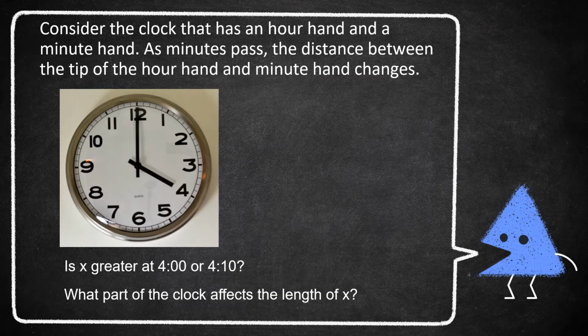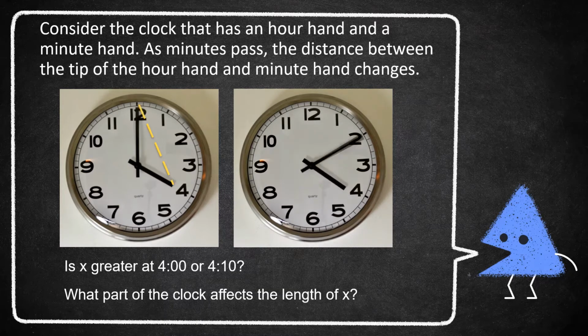Let's consider the clock that has an hour hand and a minute hand. As minutes pass, the distance between the tip of the hour hand and the minute hand changes. Is x greater at 4 o'clock or at 4:10? And the correct answer is, of course, x is greater at 4 o'clock. What part of the clock affects the length of x? Okay, so we can see that as minutes pass, the angle formed by the hour hand and the minute hand changes.